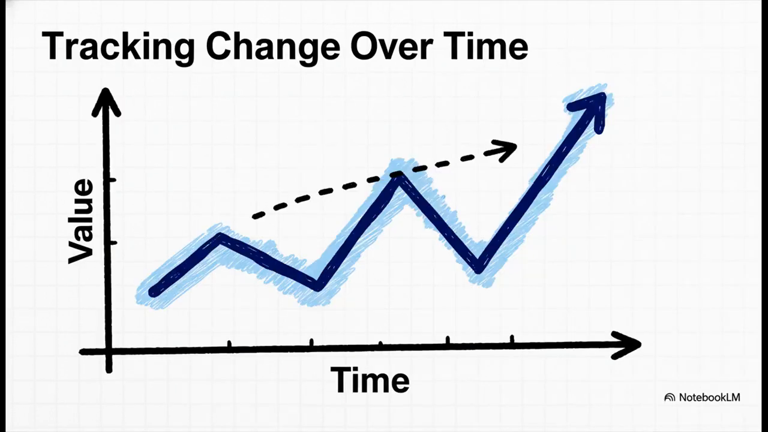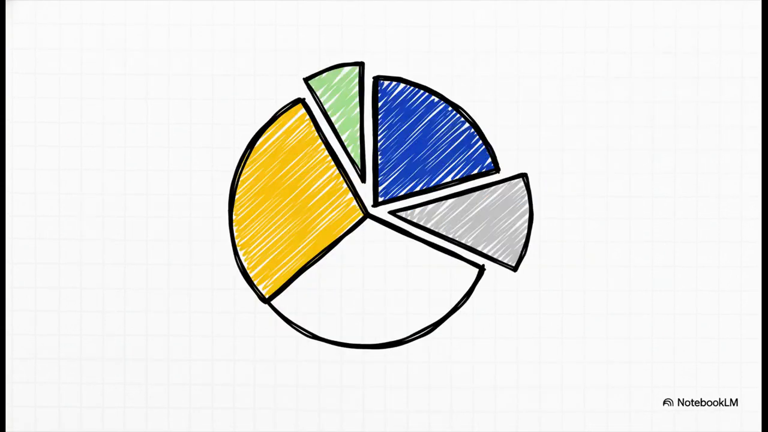Next, we have the line chart. Think of this one as your go-to storyteller for data over time. Are your website visits trending up or down? How did sales fluctuate last quarter? A line chart connects all those individual data points to reveal the journey of your data, making trends pretty much impossible to miss.